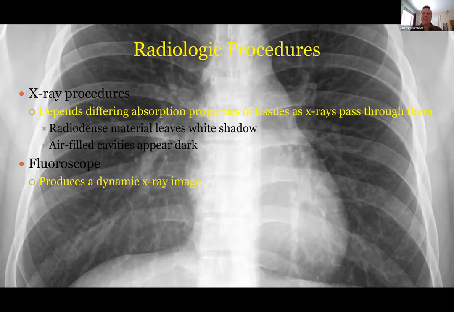Yeah, so looking at this chest x-ray, where you see the darkness is where the x-ray can go right through because there's lots of air in there, it's very easy. Where you see the white, that's where the x-rays are stopped and the screen behind it doesn't get hit with those x-rays. So you get this contrast of the whites and the darks. Beautiful. Radio dense material leaves a white shadow. Got it?